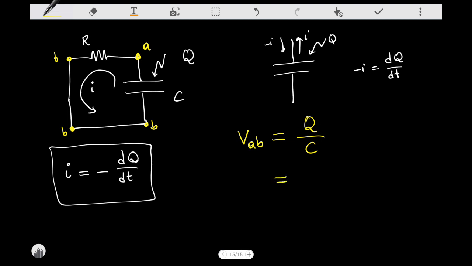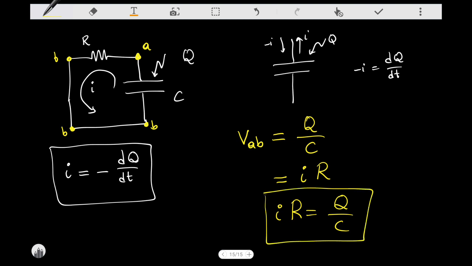If I go over a resistor, when I move from A to B, I'm moving in the direction of the current, all right? It's that direction, the direction of the current. So when the current is positive, potential drops. Therefore, this is equal to I times R. So this is the second equation: IR is equal to Q over C.